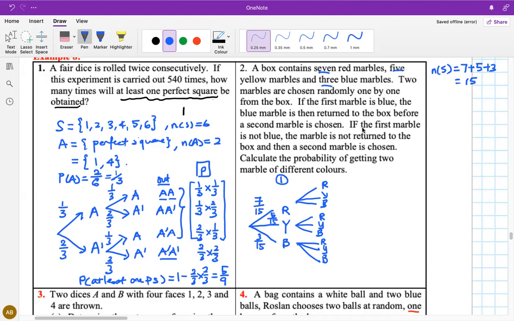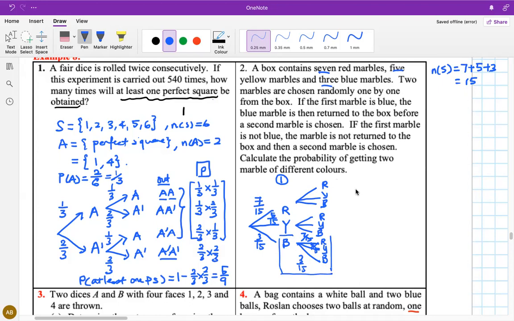Then for the second marble, when we pick from the box the second time, it will be different. If the first was blue, then you put it back, so the probability is the same: still 7 over 15, here is 5 over 15, and here is 3 over 15. It's a part only.